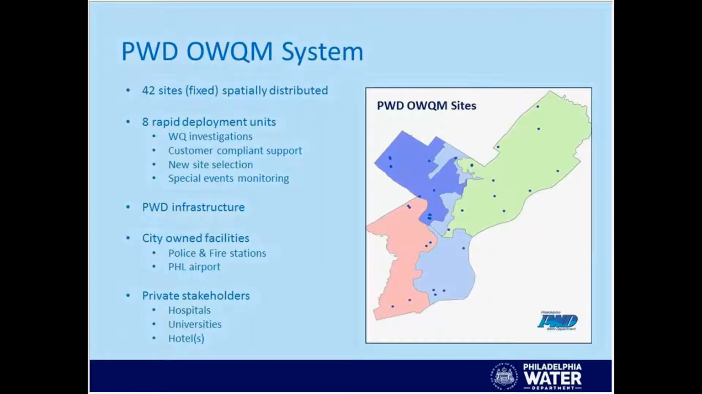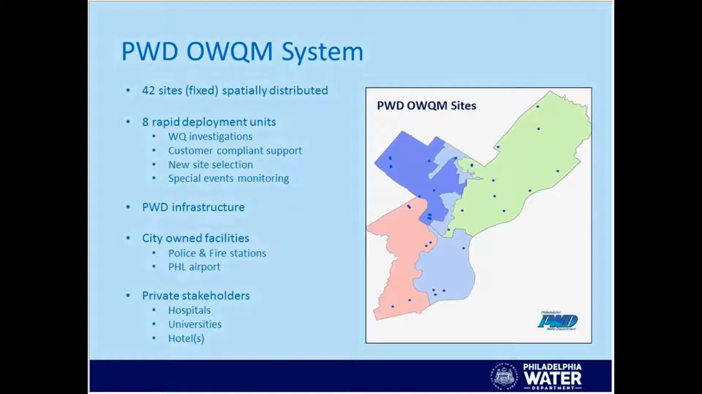So an overview of our OWQM system. As I said, we have approximately 42 sites fixed, spatially distributed. Each data point, each dot is representative of an OWQM site. In addition, we have the 8 what we call rapid deployment units, and these are very helpful for water quality investigations. As we see anomalies in the system, we can get confirmation that an event is occurring as opposed to running out and trying to grab a grab sample.